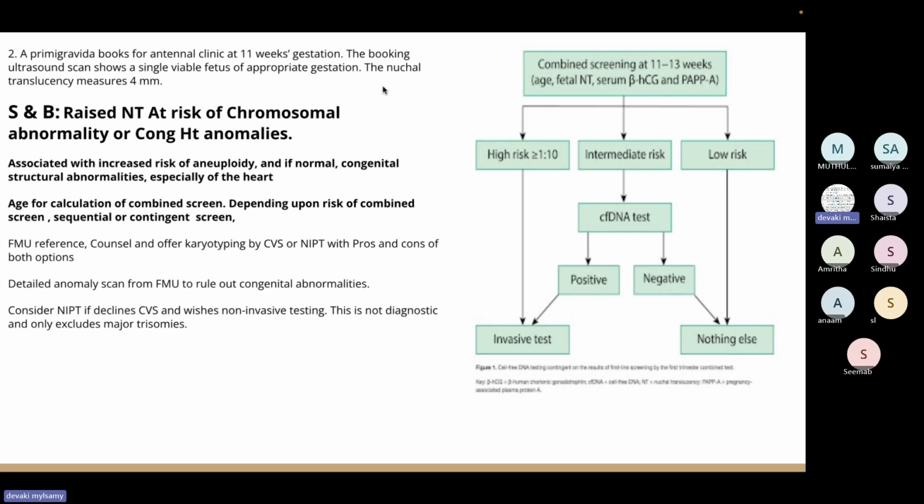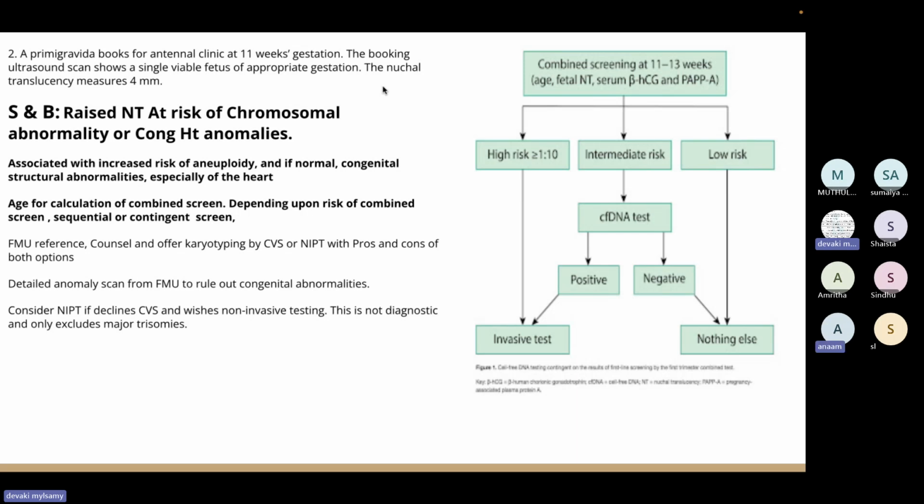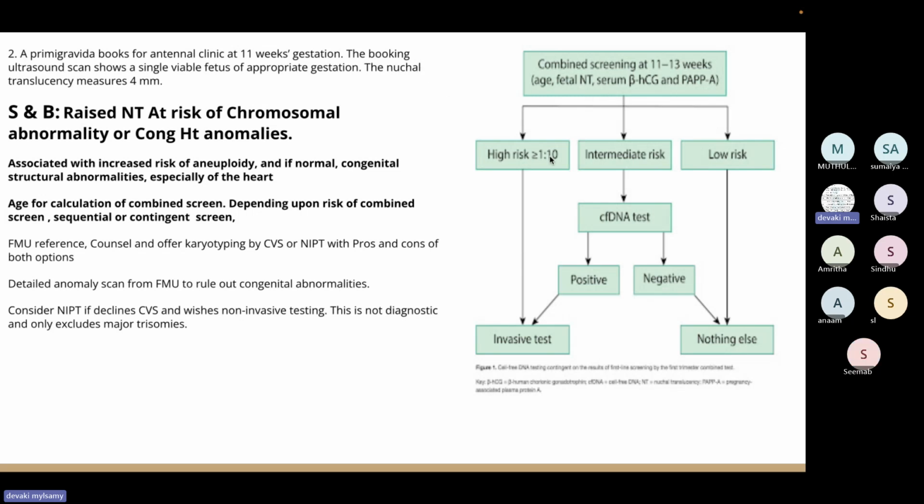But if the combined screen is normal and NT is high, then in that case, so this point you have not discussed, Dr. Muthulakshmi. In that case, the patient will still be seen in the fetal maternal unit, because the patient is at risk of cardiac anomalies. So the detailed anomaly scan will be from the fetal maternal unit. Okay, so this way you are going to mention both the options, that combined screen is very important here, and this is something like contingent or what we can say sequential screening. Okay, so this is very important.